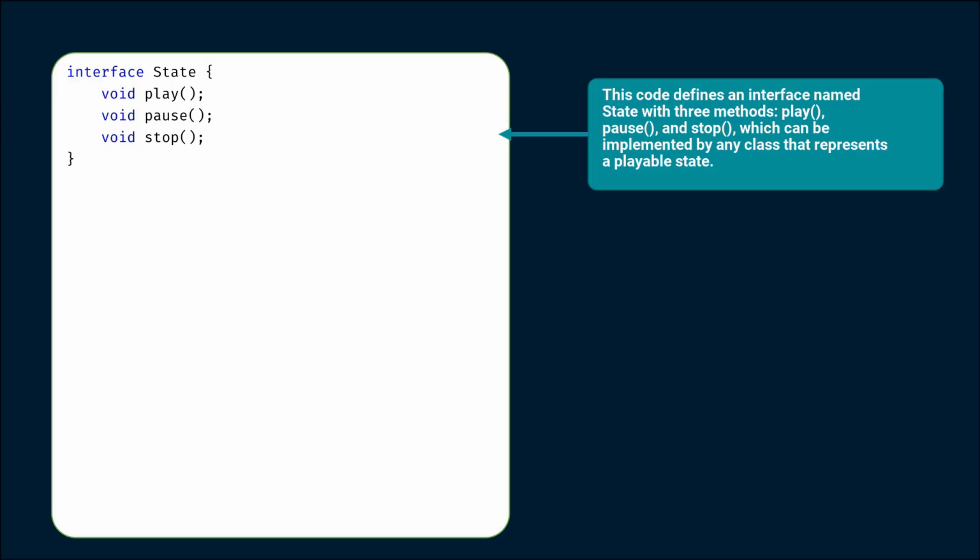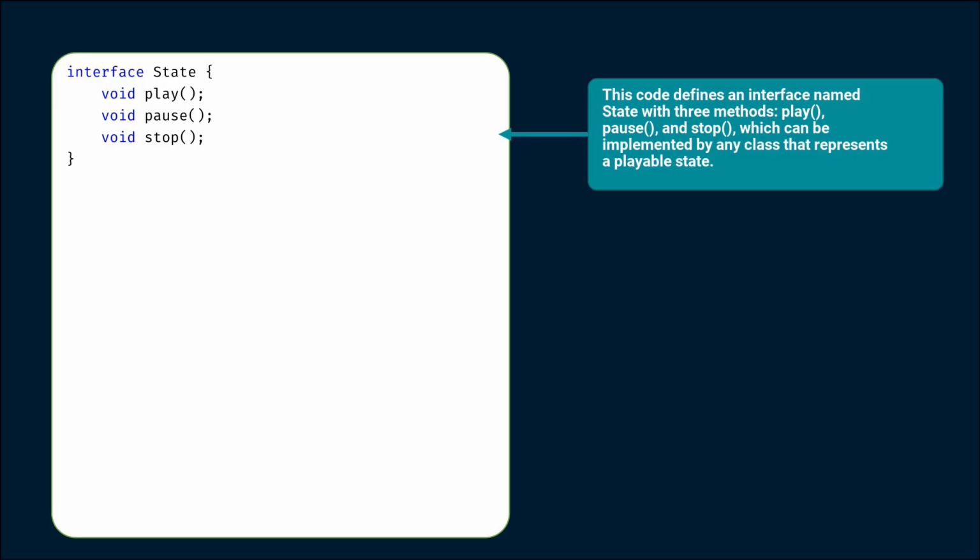This interface defines three essential methods: play, pause, and stop. Each of these methods will be overridden by the concrete state classes that represent different states of the media player. By encapsulating these behaviors into the interface, we ensure that every state class will provide its own implementation of how these actions should be handled based on the current state of the media player.